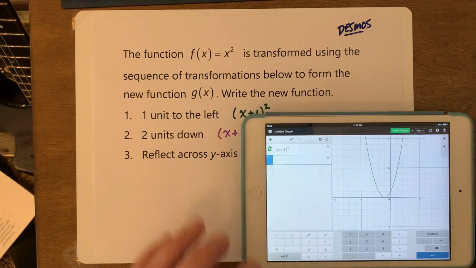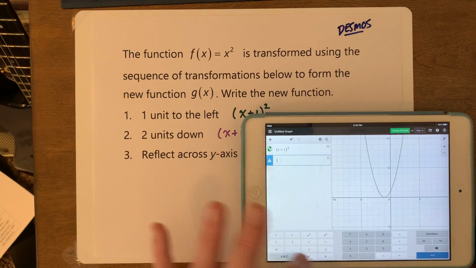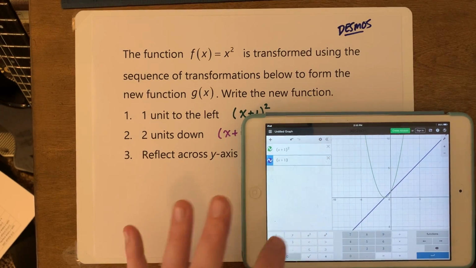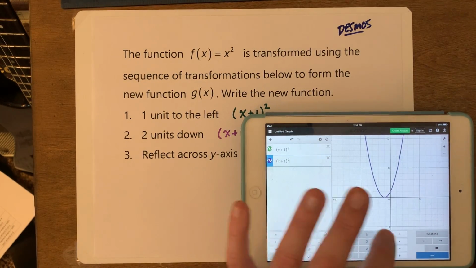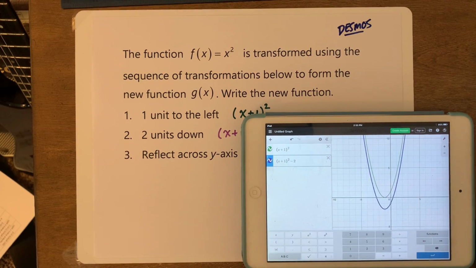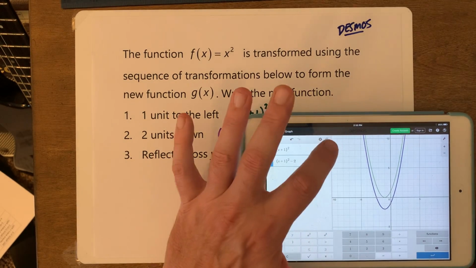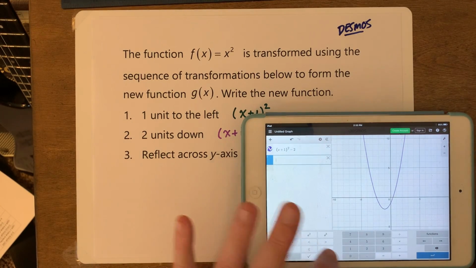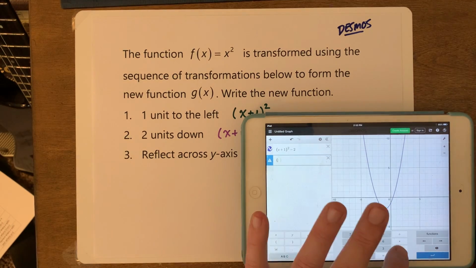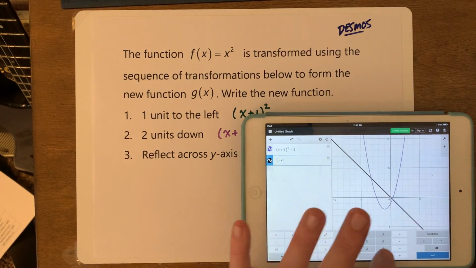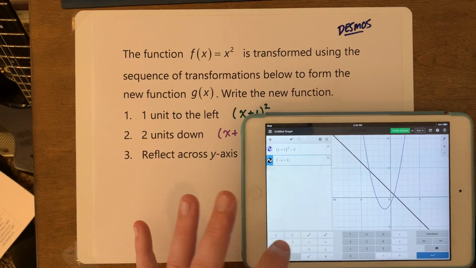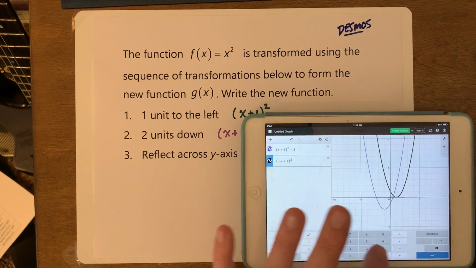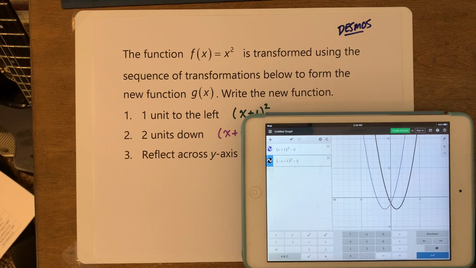Then we're going to move it 2 units down, so x plus 1, close parentheses, squared, and then we're going to subtract 2 at the end, and we see that it did in fact move 2 units down. Get rid of that one. Okay, now we're going to reflect across the y-axis, and so, like we said, negative x plus 1, close it up, squared, and then still minus 2, and we see that it did reflect it across the y-axis, and there is our new parabola, and that's the final one.